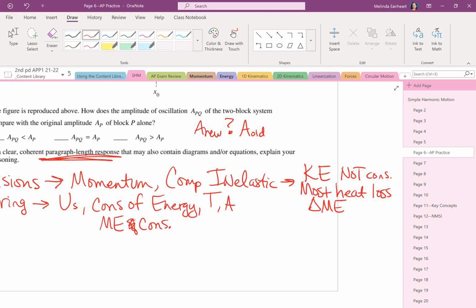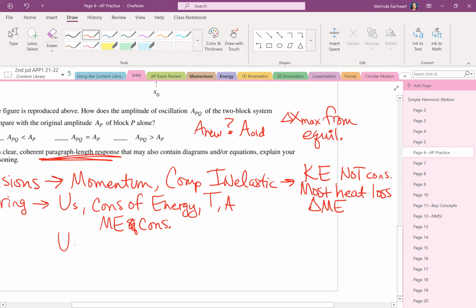Everybody good? Roadmap? So we need to figure out something about their amplitudes, right? Which is a distance that it stretches and compresses from equilibrium. And so remind yourself of that. It's the change in X max from equilibrium. And so that actually is found in our potential energy equation, US equals 1/2 K delta X squared. So we're going to end with that.